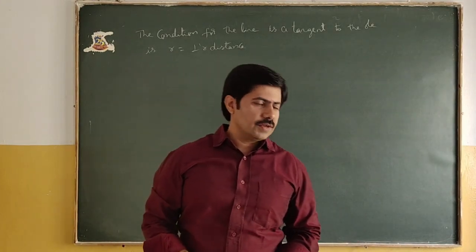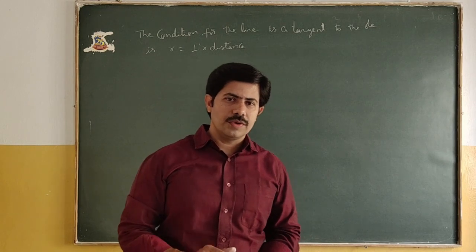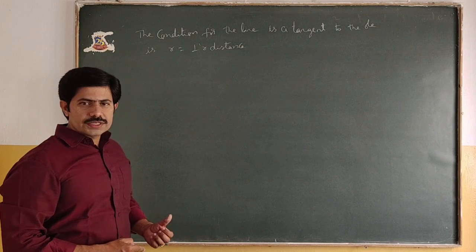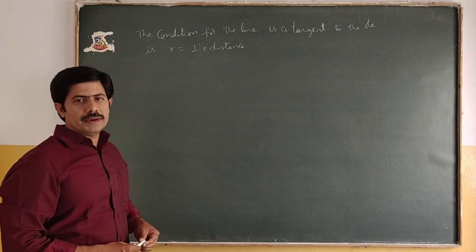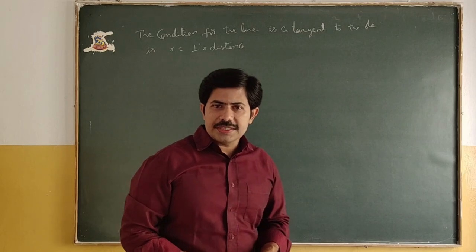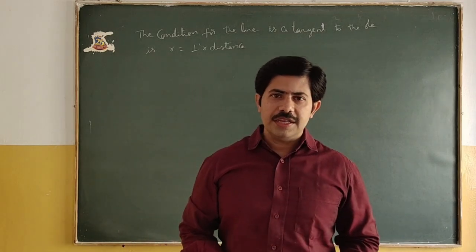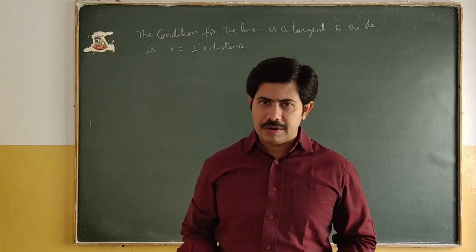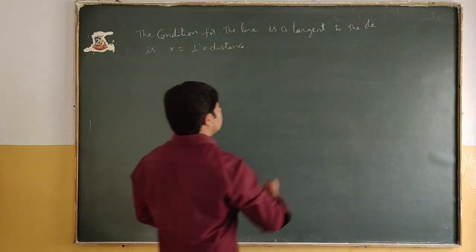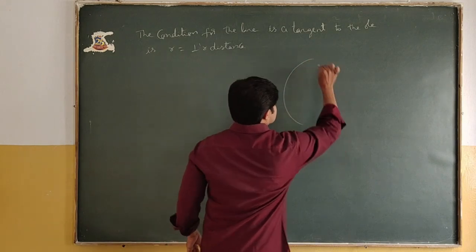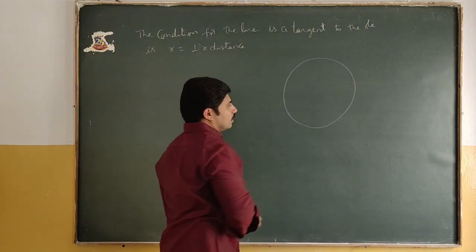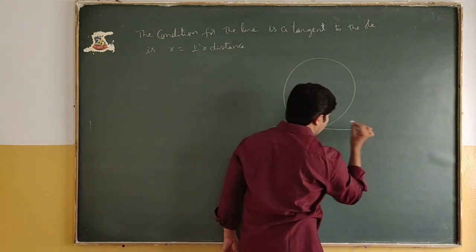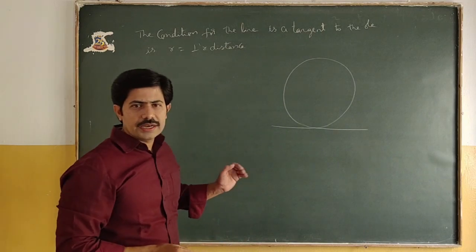So next, problems on the chord are over now. Next is the condition for the line to be a tangent to the circle: radius is equal to perpendicular distance. That means if a line is tangent to the circle, now, this is a circle. Tangent. What is a tangent? If a line touches the circle at one point, the line is a tangent.